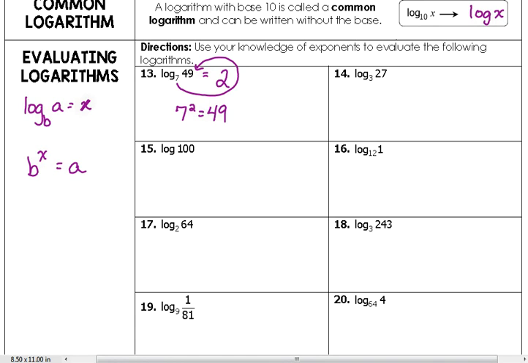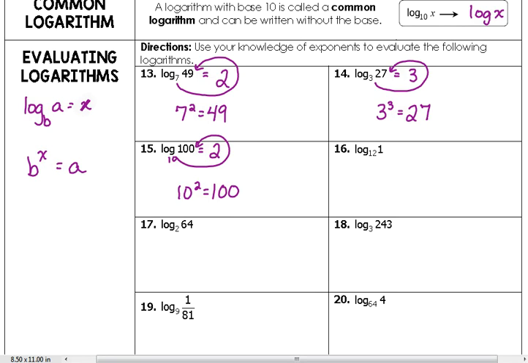Number 14. Log base 3 of 27. 3 to what power is 27? The third. Make sure it's true. 3 to the third equals 27. We're good. Number 15. The log of 100. We just did this one a second ago. If there's no base, it's understood to be 10. And 10 squared is 100. You can even write a little 10 in there if you want to.